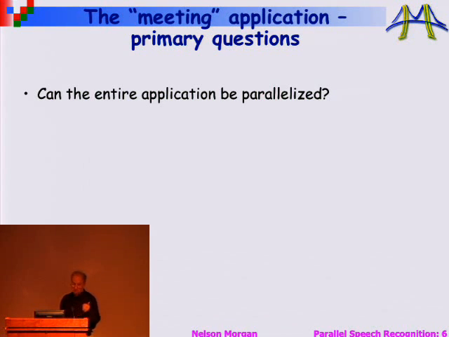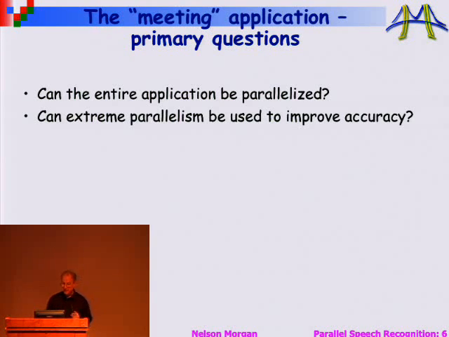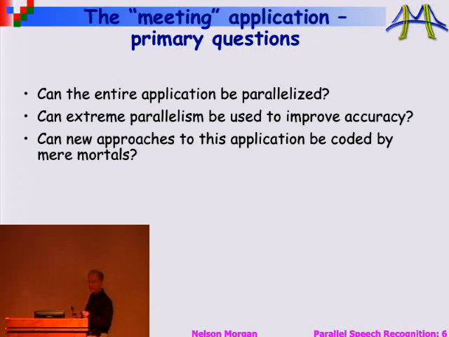First is kind of the obvious one: can the entire application be parallelized? Can we use the methods you've been hearing about to parallelize them? Secondly, can that actually help accuracy? Not just make it faster, but can it make it better? And the third thing is, can new approaches to this be coded by mere mortals, by someone who's not a heroic or expert programmer? A bunch of us are not that, and we're doing work in extending the scientific research. And so can we actually make new things, still be efficient and easily coded?